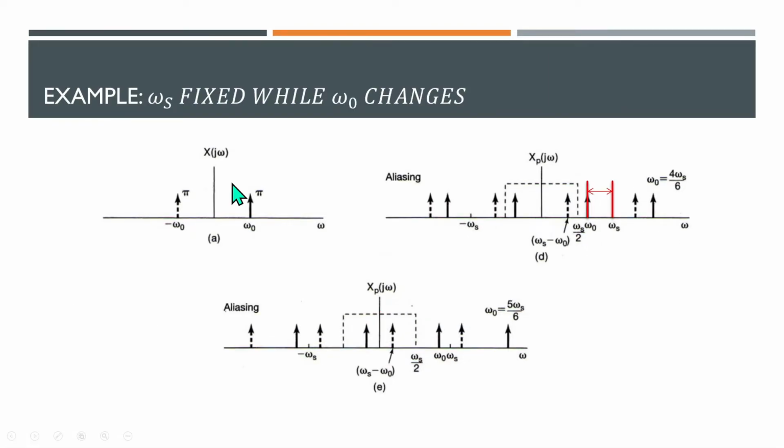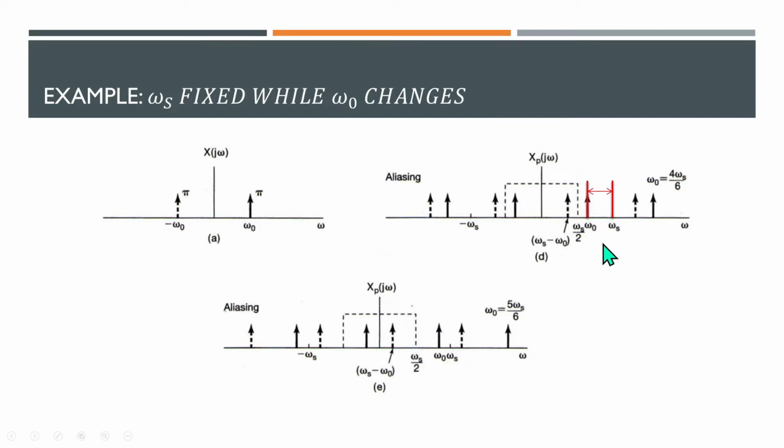Letter A is still shown here for reference. In letter D, the signal is sampled at 1.5 omega naught. Therefore, it does not follow the sampling theorem. Take note that the sampling theorem states that the signal should be sampled at a rate of more than twice the highest frequency component of the signal. In this case, it is sampled less.